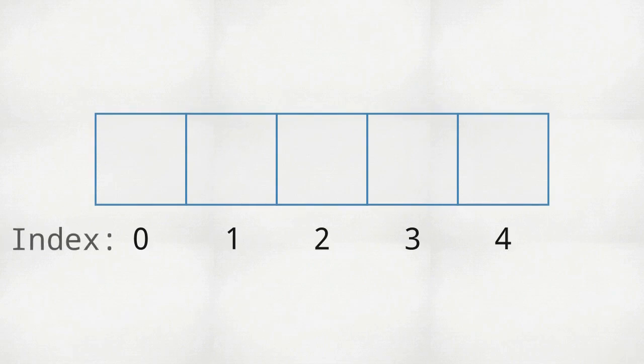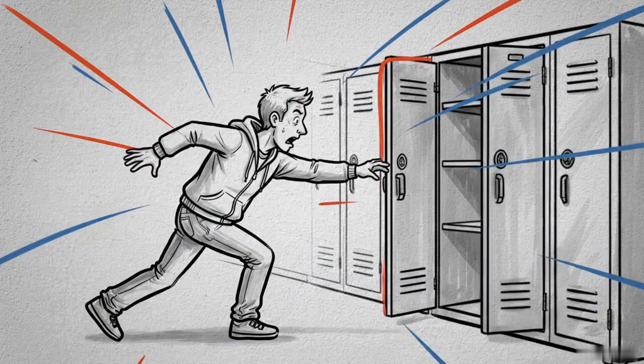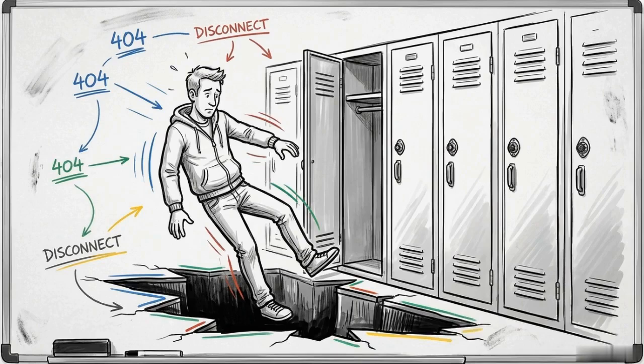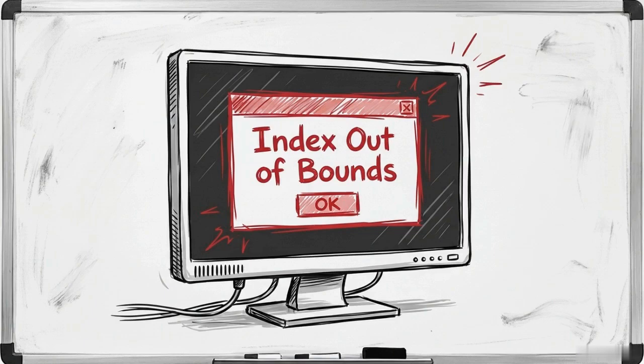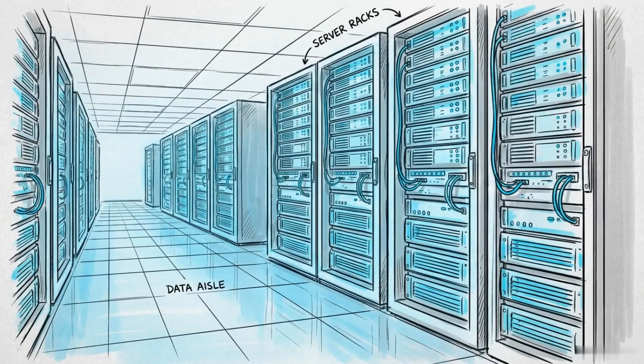These position numbers are called indexes. If you want to check a specific student's grade, you just ask the computer to look at the exact index number. Here, asking for index 3 instantly retrieves the grade of 100. You do have to be careful with these positions. Because our 5 boxes are numbered 0 through 4, asking the computer to open box number 5 means reaching for a position that isn't there. In coding, this is called an index out of bounds error, and it will cause your program to crash. Keeping track of the exact size of your array and remembering that it starts at 0 is a strict rule you have to follow to keep your software running smoothly.